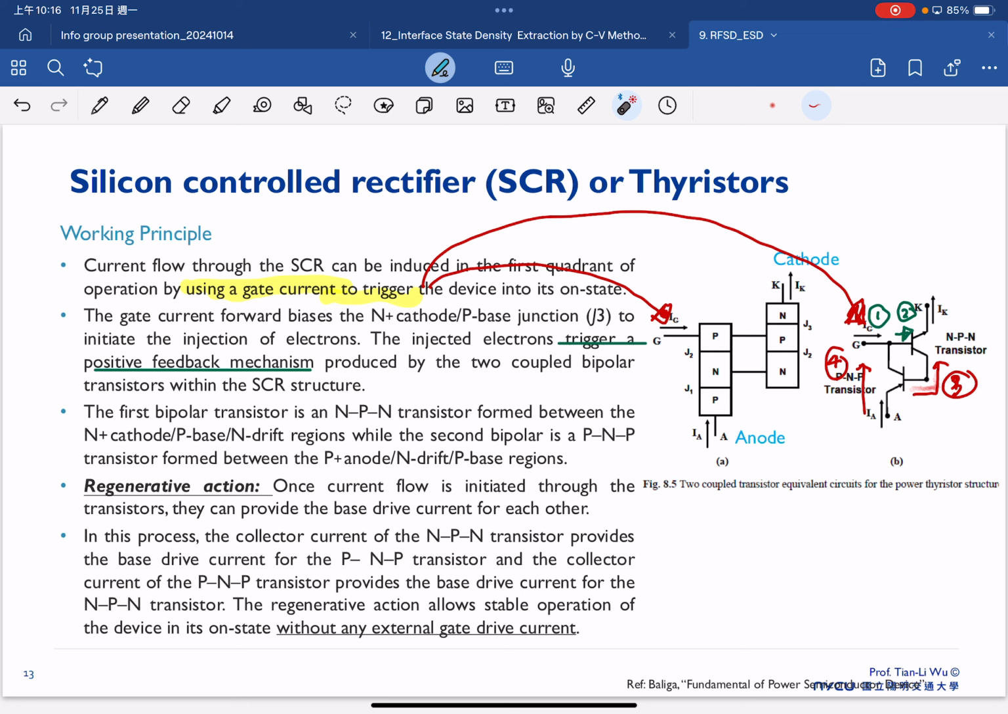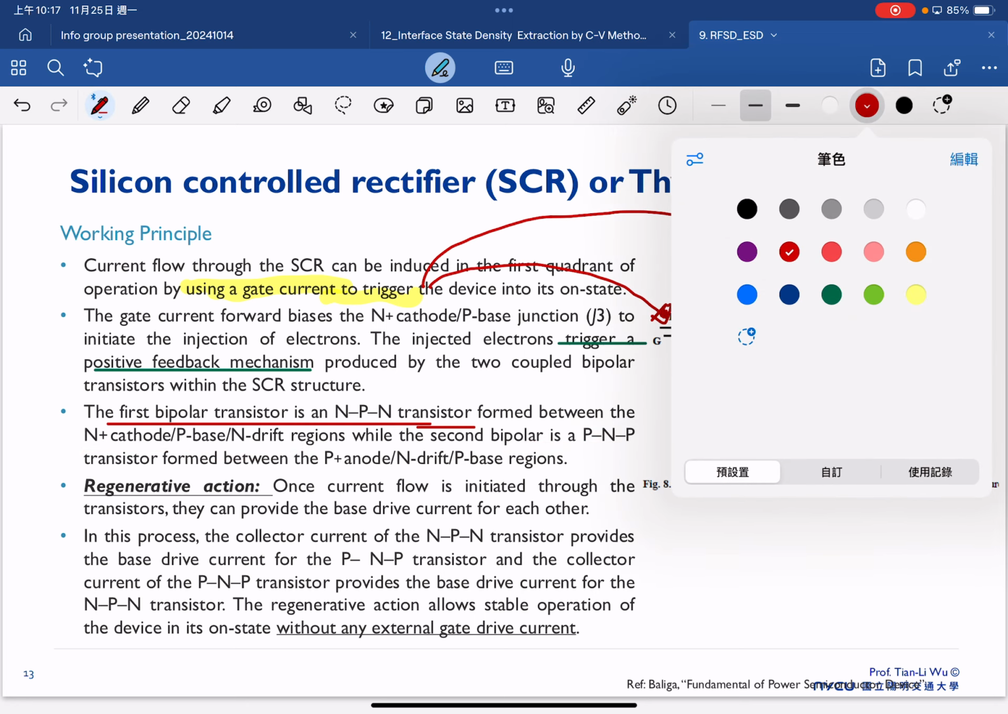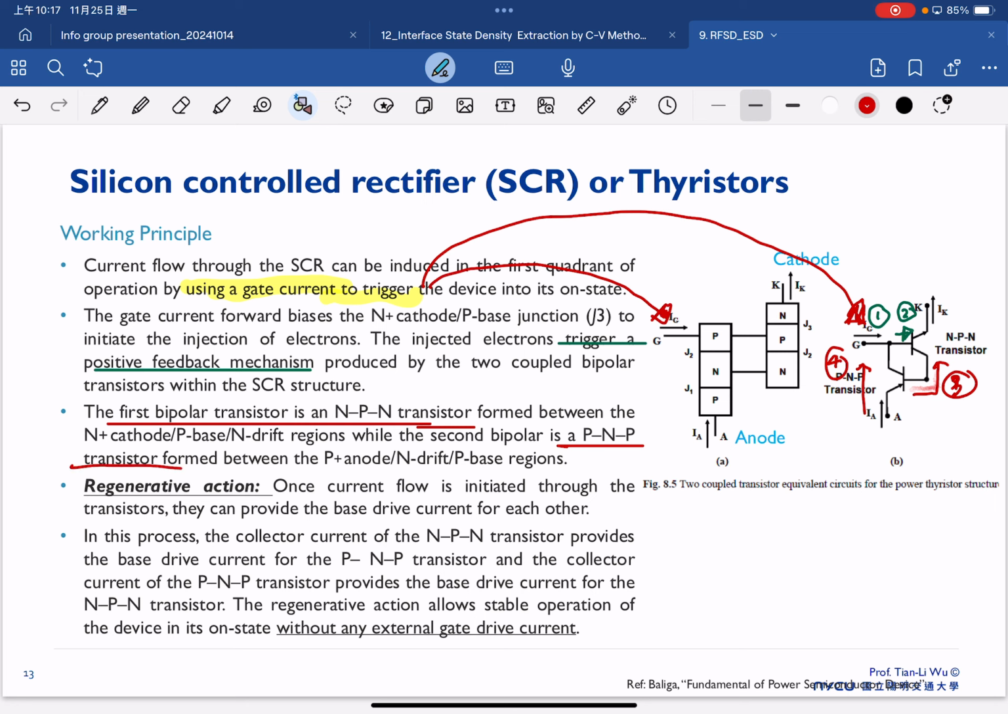positive feedback mechanism. So the first bipolar is an NPN transistor, formed between the N cathode, P base, and N drift region, and the second bipolar is a PNP. This is something we have been shown in the schematic here. And the issue is that we start to see there's a chance to form these regenerative actions.